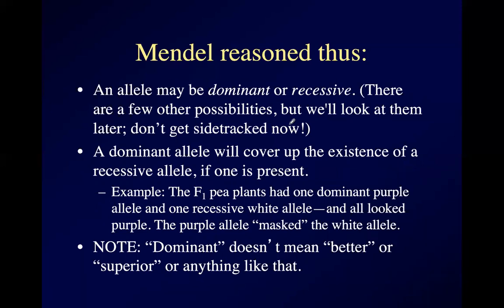So those F1 purple plants had one dominant purple allele and one recessive white allele. They all looked purple because purple was dominant. And all that means is that the purple allele masked the white allele, covered up the fact that a white allele was there. Dominant doesn't mean better or superior or anything like that. All it means is that it tends to cover up a recessive.